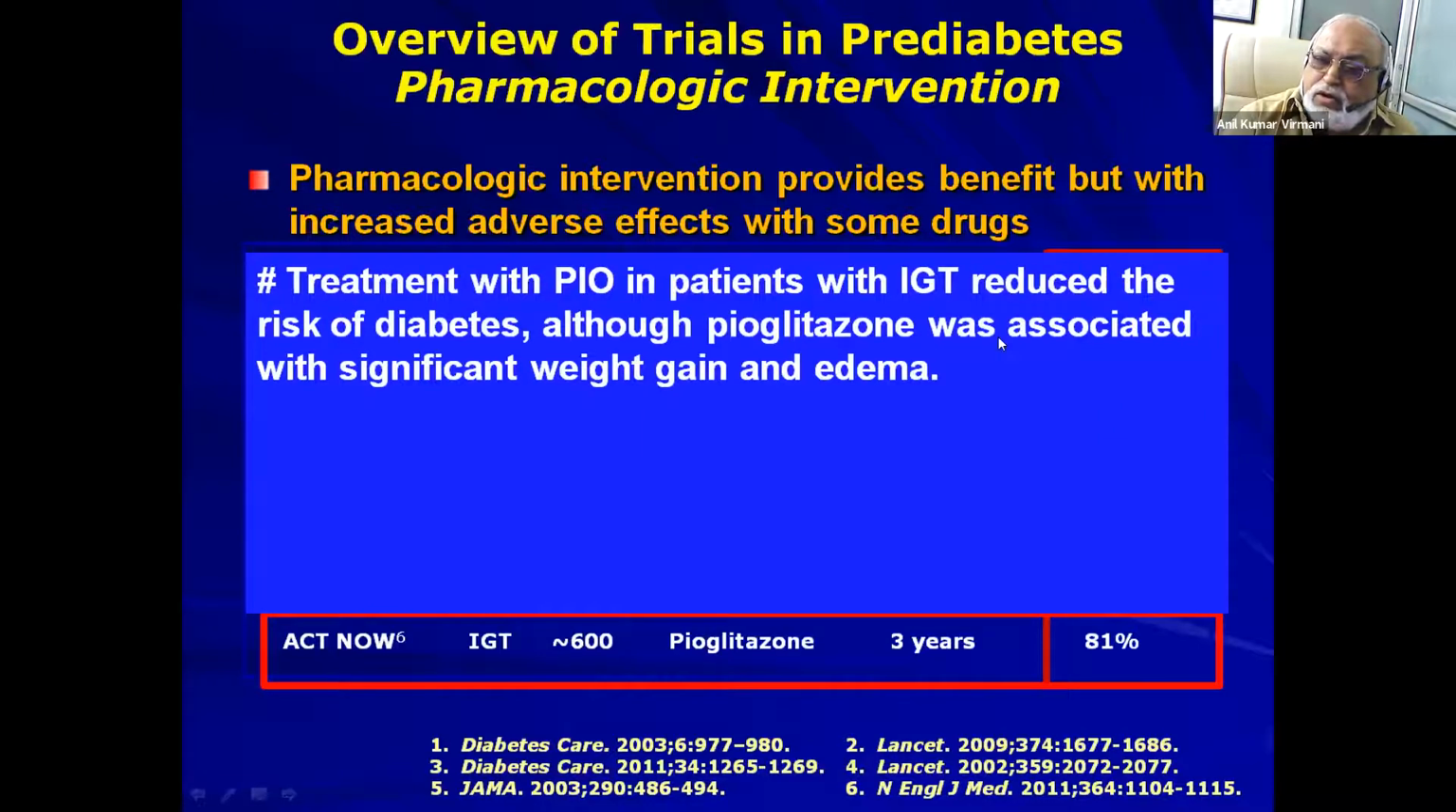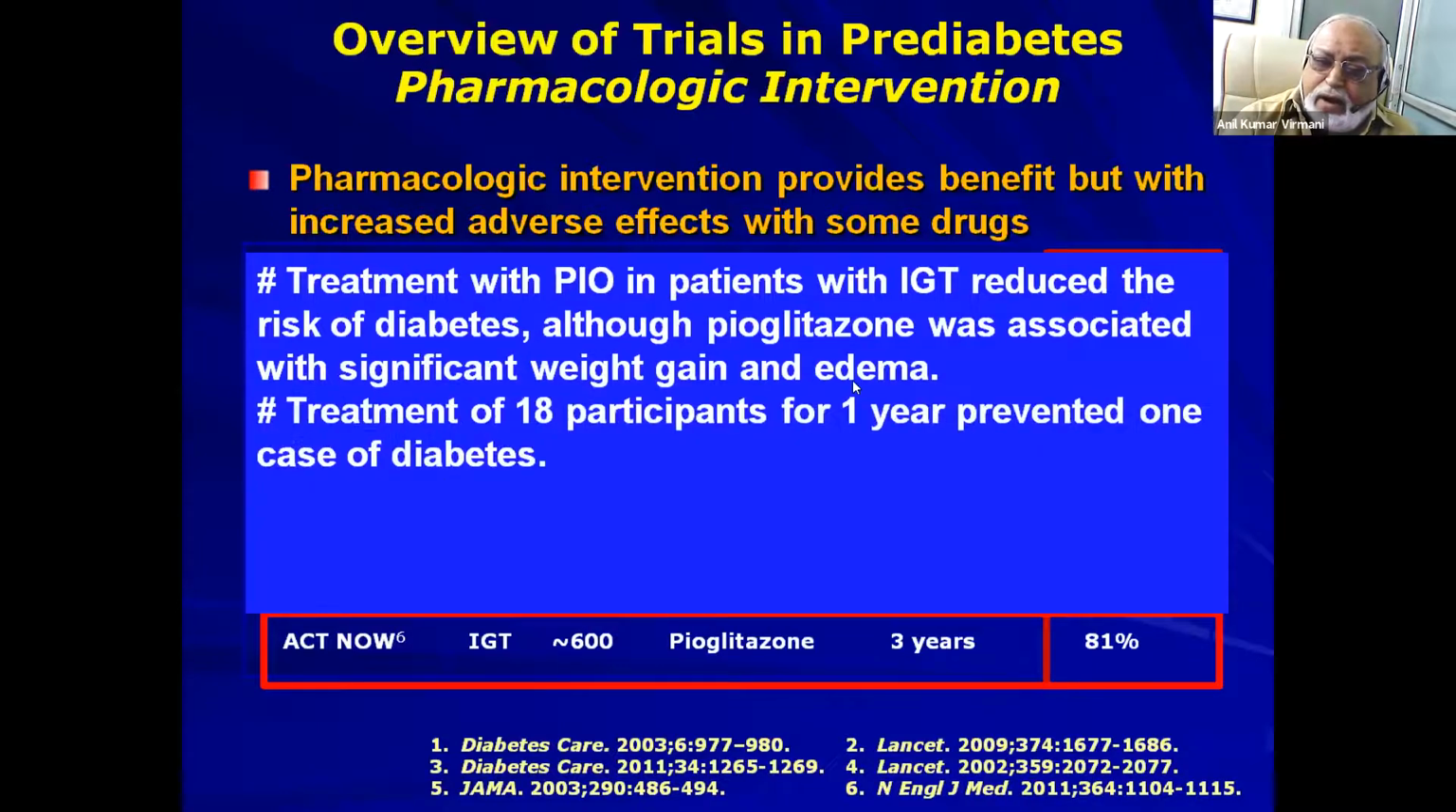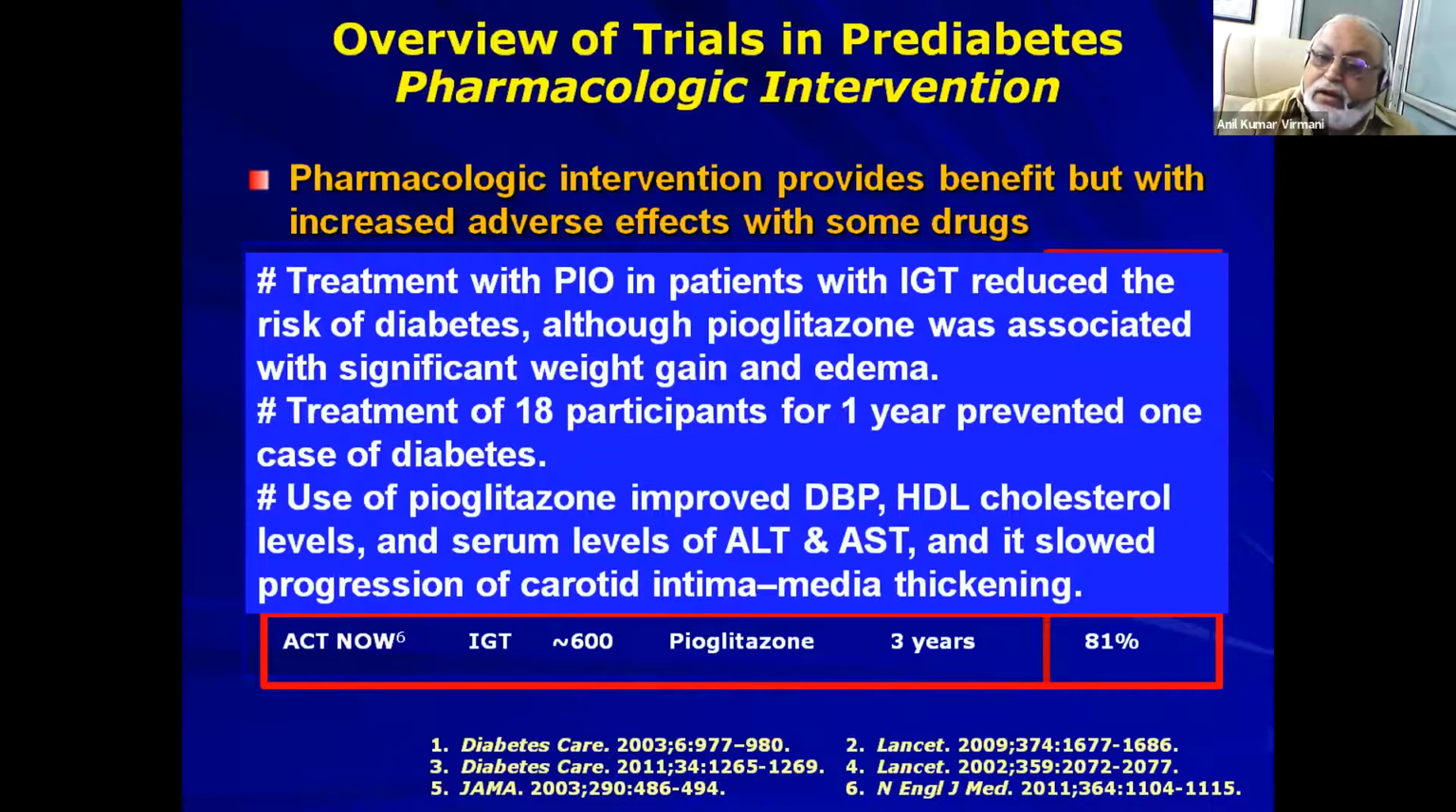Now, treatment with pioglitazone in patients with IGT reduced the risk of diabetes, although pioglitazone was associated with significant weight gain and edema. Treatment of 18 patients for 1 year prevented 1 case of diabetes. Besides that, there were improvements in diastolic blood pressure, HDL cholesterol, liver enzymes, and it slowed the progression of carotid intima media thickness. So it has to be used very judiciously, and I'll talk about that.